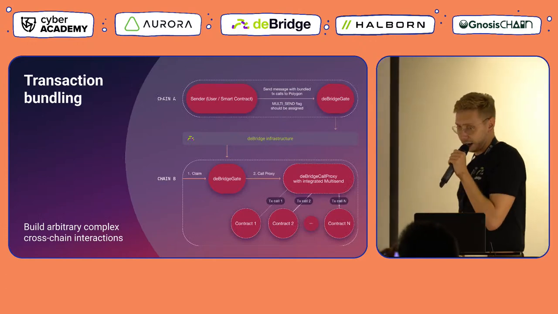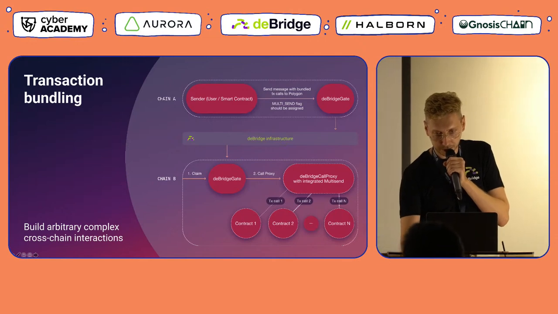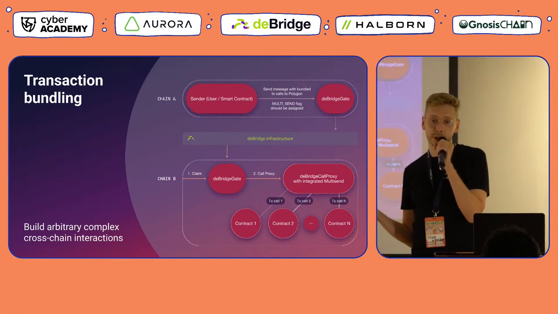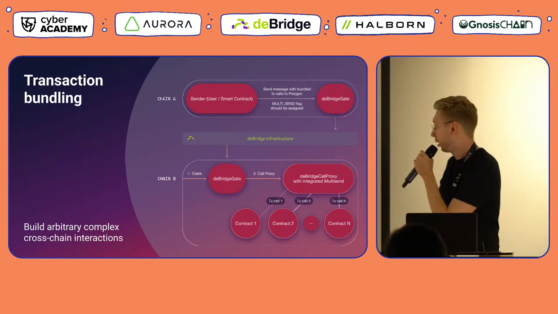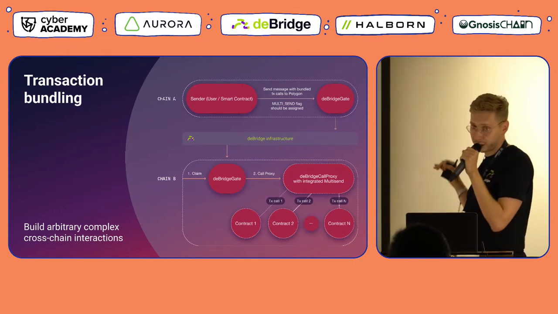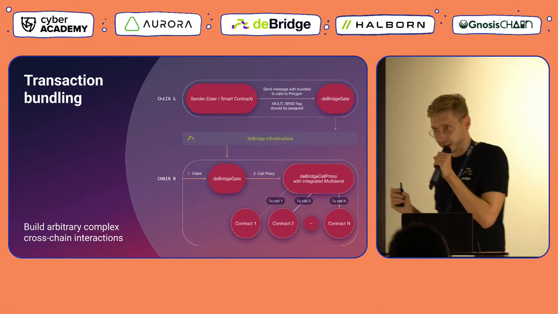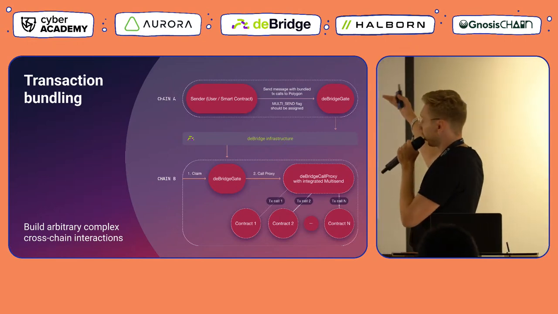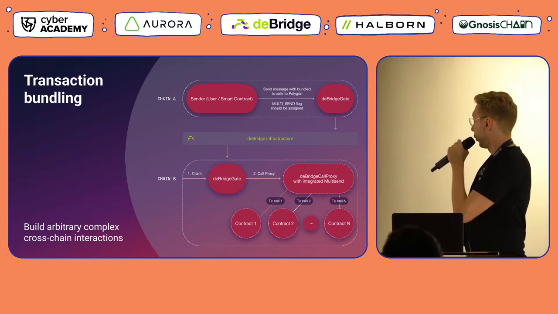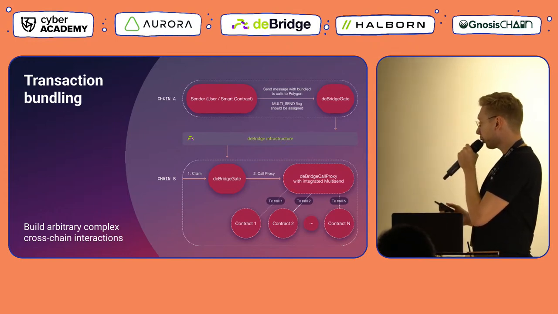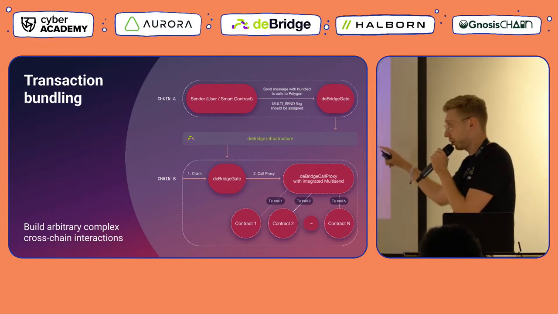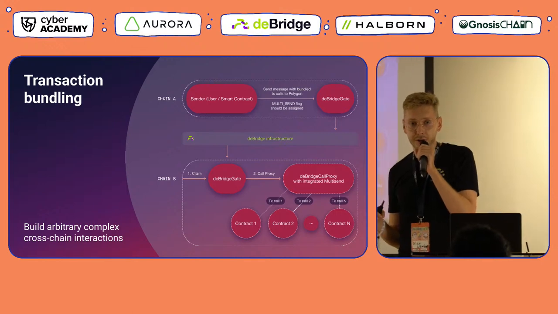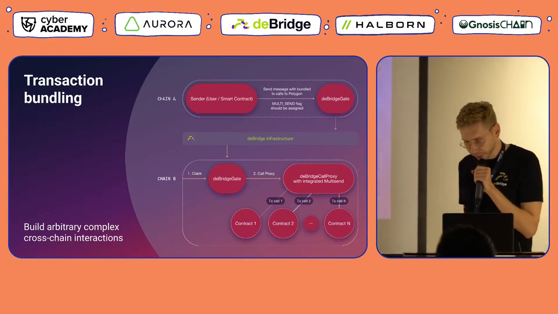Another interesting concept is transaction bundling. Transaction bundling is a feature that allows building any complex cross-chain interactions in a single transaction. The overall idea is that the message which has been transferred from one chain to another can encode an arbitrary set of transaction calls. And of course, additional flags should be specified for that. So for example, we can send a message which will execute a set of different transaction calls sequentially in the destination chain.